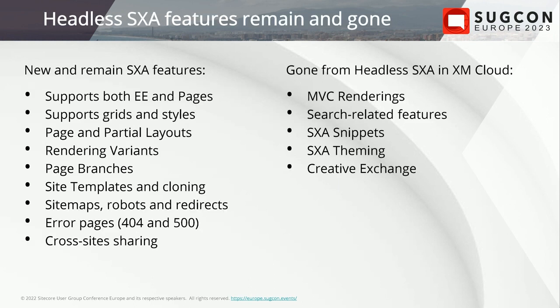So let's take a look at what we still have with us and what has gone. Support for Experience Editor and Pages is still there, with grids and styles, page and partial layouts, rendering variants, and page branches. All of it is available with SXA headless. There are new site templates and site cloning. With this version of SXA, there is a good sitemap that allows lots of configuration, same for robots and redirects. 404 and 500 pages are also available as a feature. And as I mentioned, we have cross-site sharing, which is quite helpful, I would say.